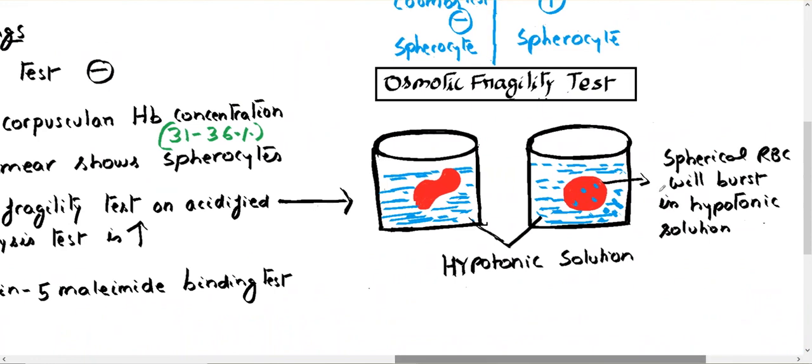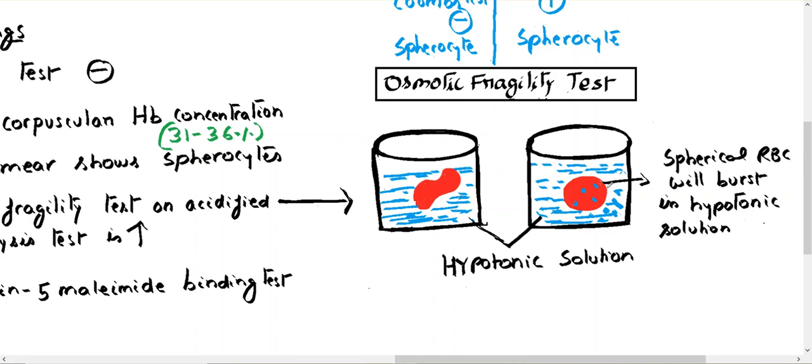One is the osmotic fragility test. In this test, the RBCs are put in a hypotonic solution. As you can see here, this is the normal RBC, which is biconcave, and when put in a hypotonic solution, it has the capacity to enlarge because it is biconcave, and there is less chance of bursting.